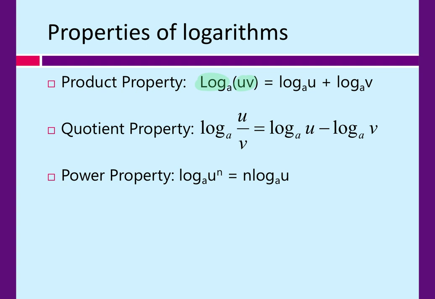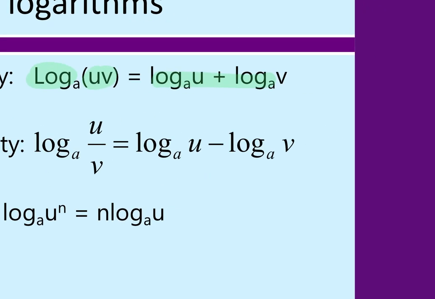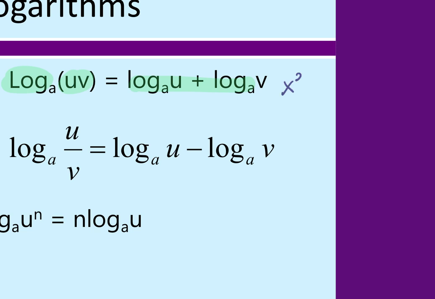So if it said log base A of u times v, this becomes log base A of u plus log base A of v. And the reason this happens is because logs are just another way of writing an exponential expression, right? We know that. We can go from log to exponential back and forth. So if I focus on exponential functions, if I had x squared times x to the third, what do I typically do with my exponents? I add them. So when we multiply, we add.